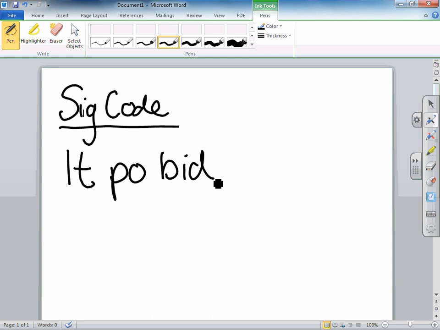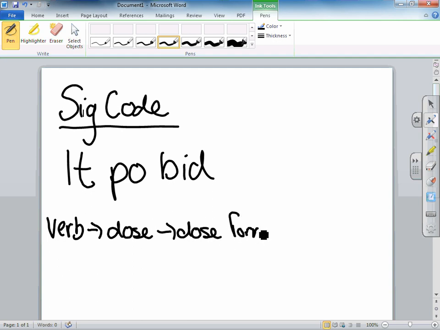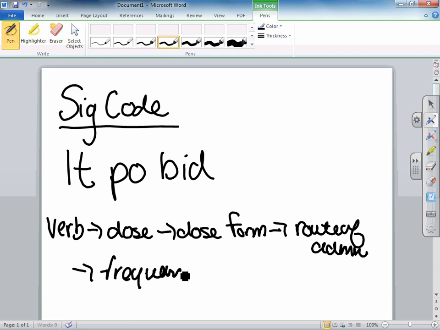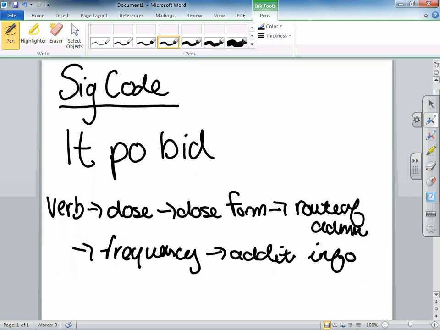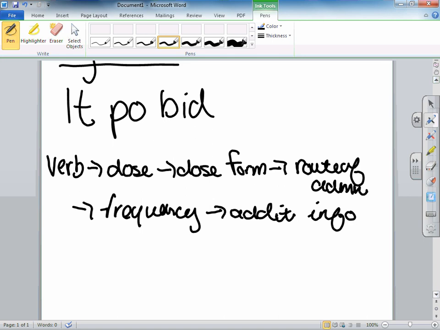But when it comes to label instructions, when you have to translate this SIG code that you have interpreted into instructions for the patient to read, you have to follow the format: you need to provide a verb, a dose, dose form, route of administration, frequency, and any additional information.